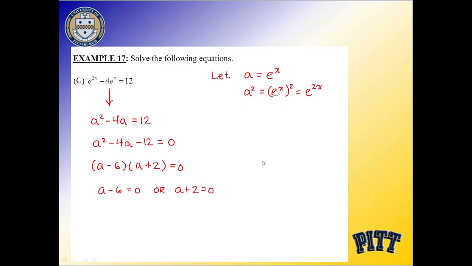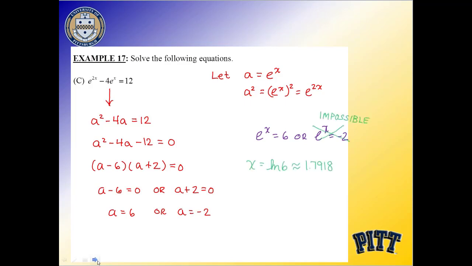I get that a minus 6 equals 0 or a plus 2 equals 0 by the zero product property, which means a equals 6 or a equals negative 2. Now, you have to remember, I am not solving this equation for a, I'm trying to solve for x, so I do have to substitute back and say that e to the x power equals 6 or e to the x power equals negative 2, and I would natural log both sides.